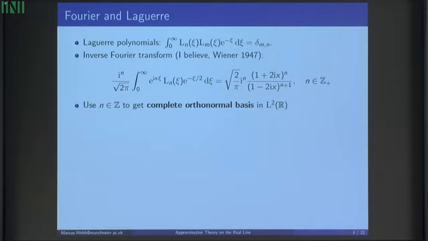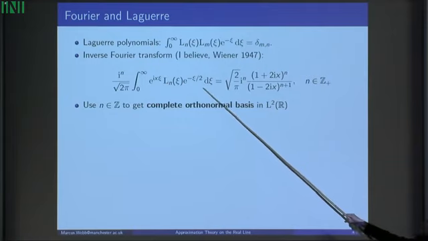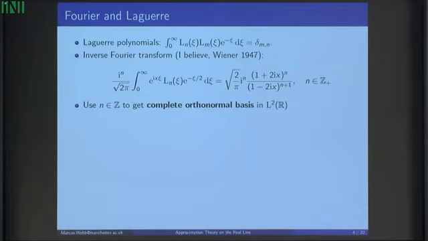Another remarkable property of this basis is to do with the Laguerre polynomials. They're orthonormal with respect to this exponential weight on the half line. And I think it's due to Wiener that the inverse Fourier transform of these Laguerre polynomials, when you weight them by the square root of their weight, so there's an e to the minus xi over 2 there, you get these rational orthogonal functions.